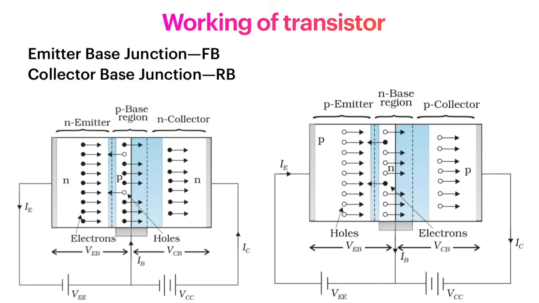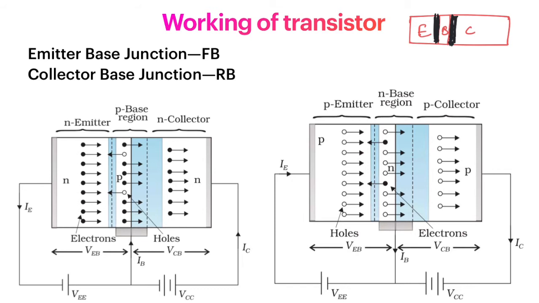Then comes the collector base junction. The collector base junction is reverse biased. What is this emitter base junction? You have an emitter, this is a transistor, right? In this transistor, emitter, base, collector. Emitter base junction means this region. This is the emitter base junction, right? Then the base collector junction means base and collector. So this is one junction, this is another junction.